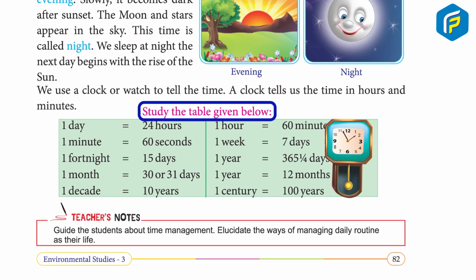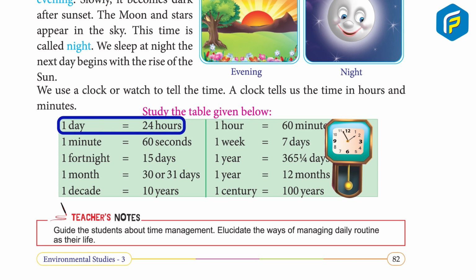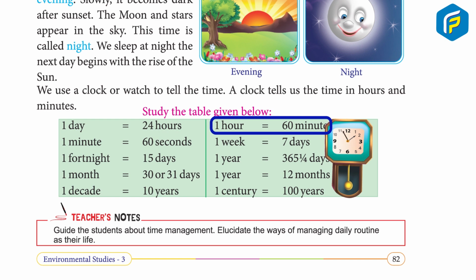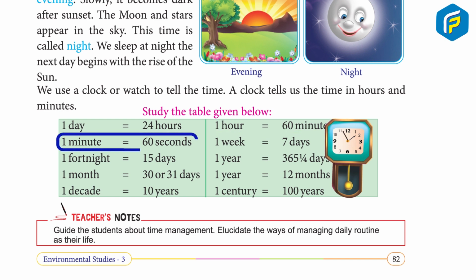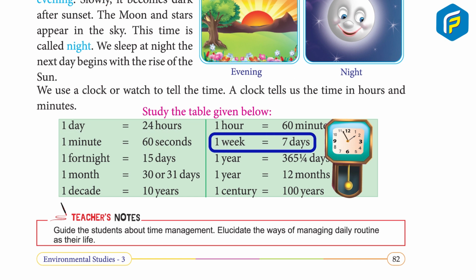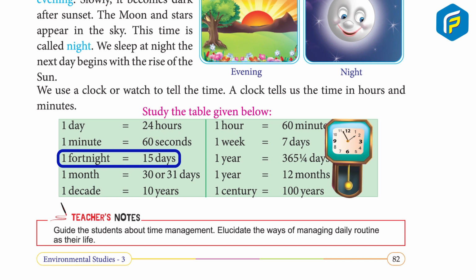Study the table given below. One day is equal to 24 hours. 1 hour is equal to 60 minutes. 1 minute is equal to 60 seconds. 1 week is equal to 7 days. 1 fortnight is equal to 15 days.